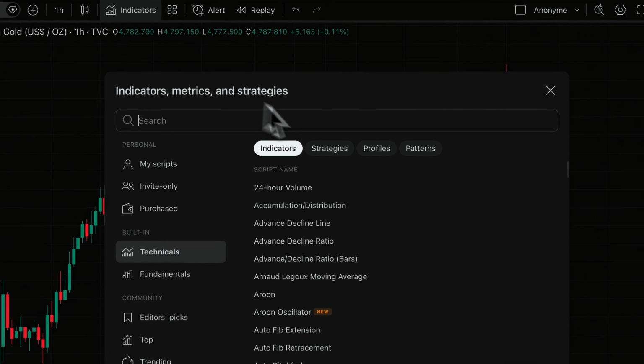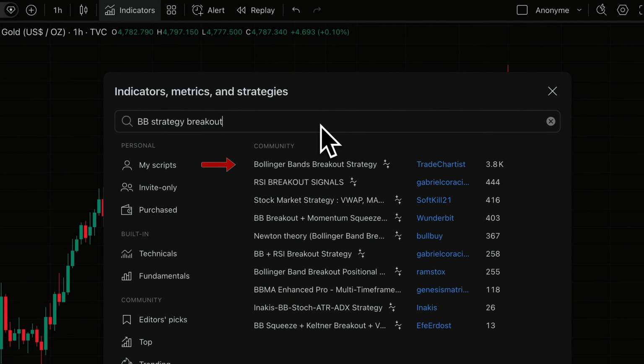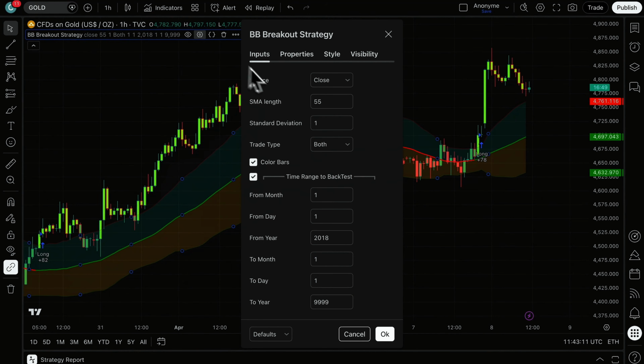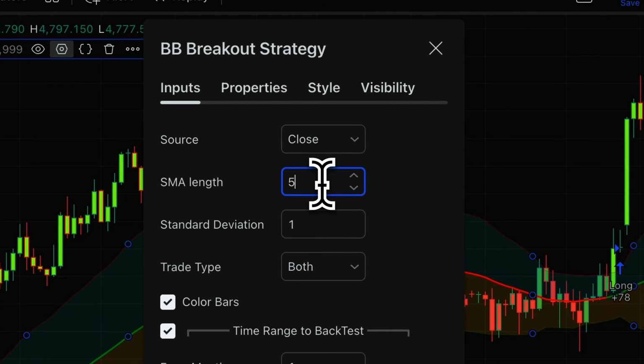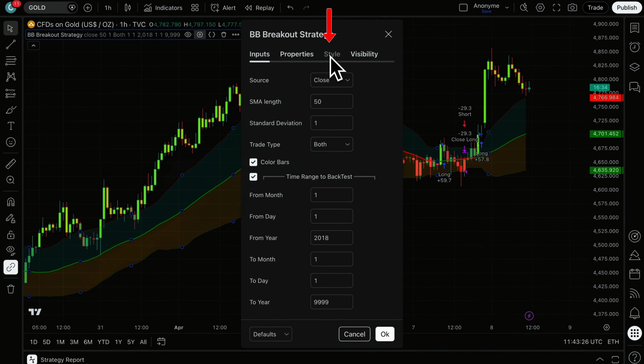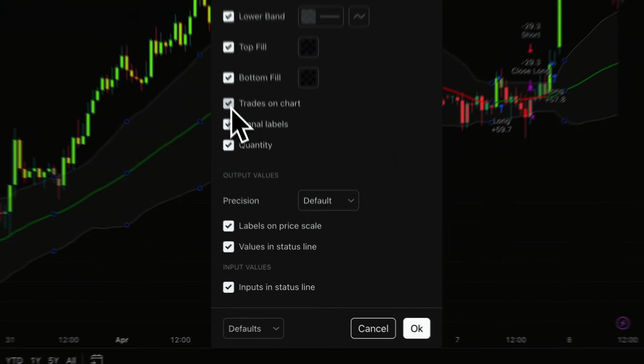First step, you add the technical indicator. Next, we go into the settings to make a few changes. You can delete 55 and type in 50. Then you click on the style category. You can change the colors of the Bollinger Bands.